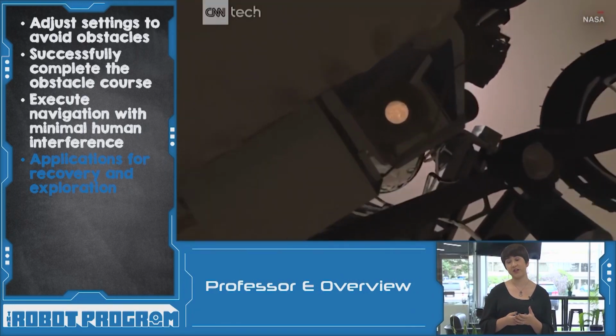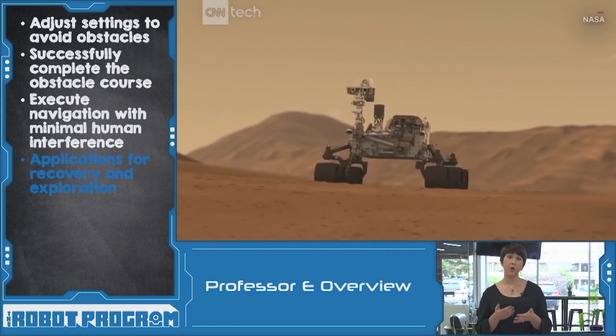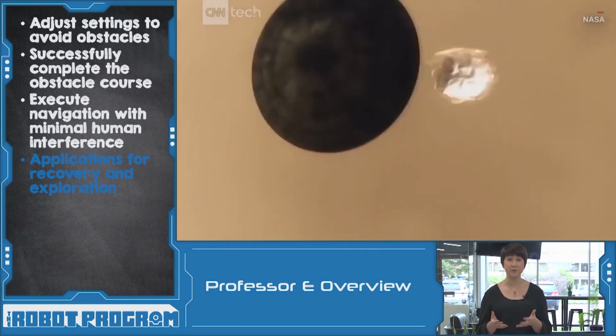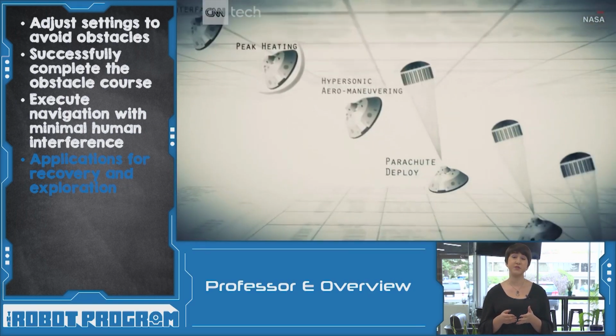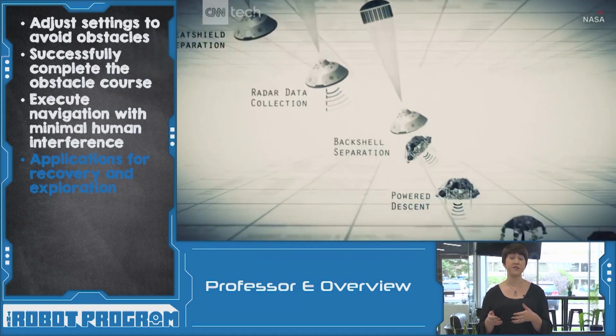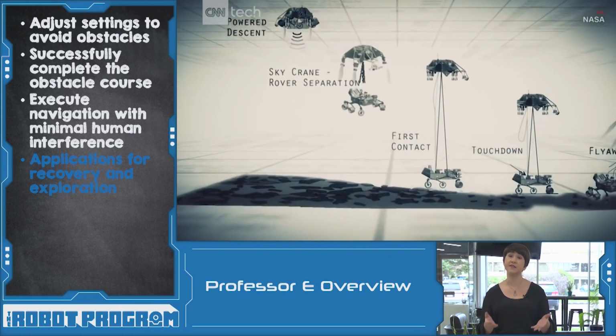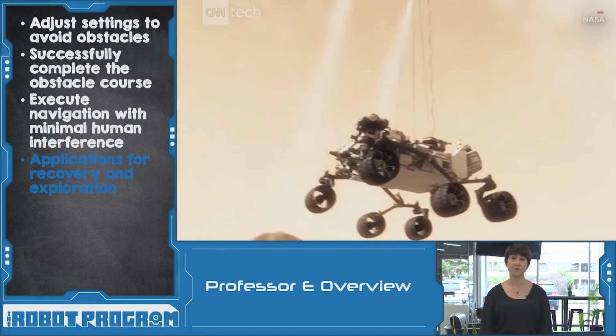Another example is exploration on other planets, such as Mars. We can't be controlling the robot in real time because of the distance, so we can send specific navigation parameters to the robot, which it will execute on its own time and send back the information that it collects.